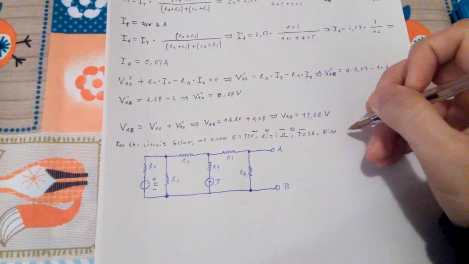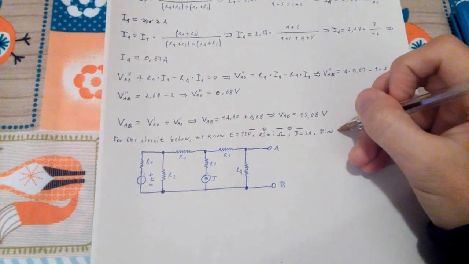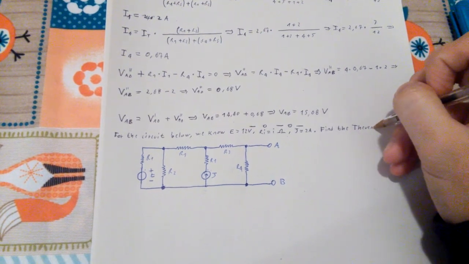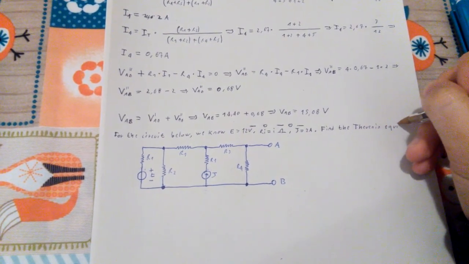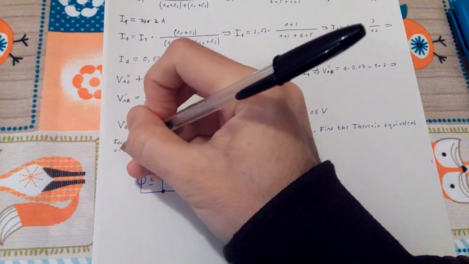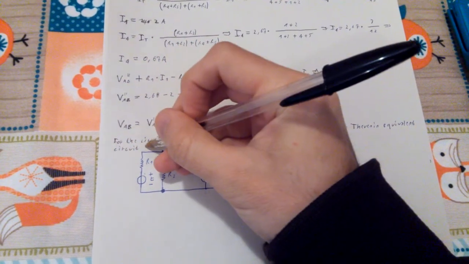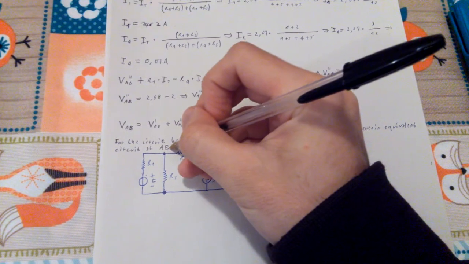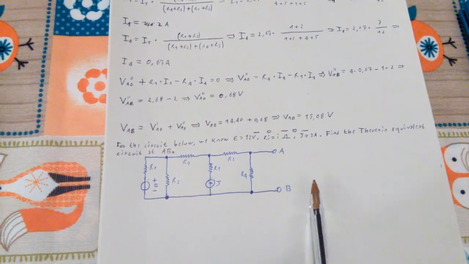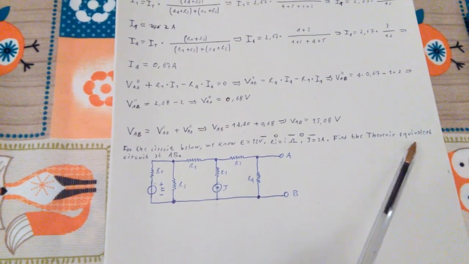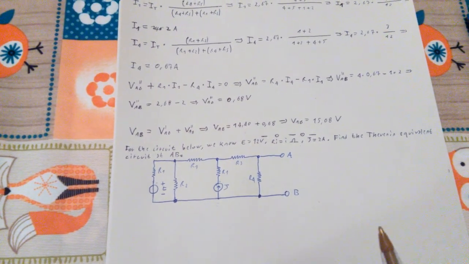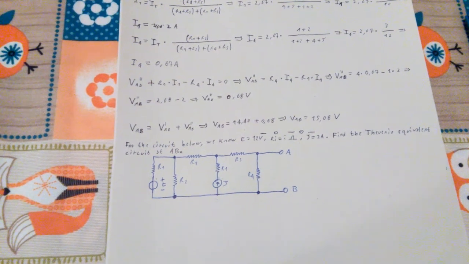Find the Thevenin equivalent circuit at A, B. Okay, so basically what it's asking us is to find and draw the Thevenin equivalent circuit at these two points, A, B. In order to do that, we're going to do the following.